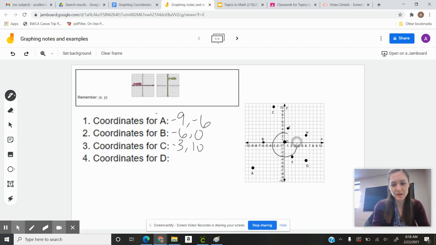All right, D. Oh man, this one's kind of tricky because it's on the 0 point for the X and the 0 point for the Y. So that just means that it's 0, 0. It's right here. We don't go over any, we don't go up any. So 0, 0 is the coordinate. And 0, 0 will always be right here in the center.